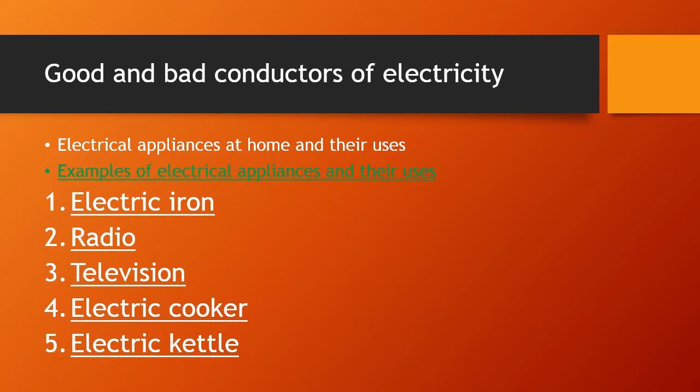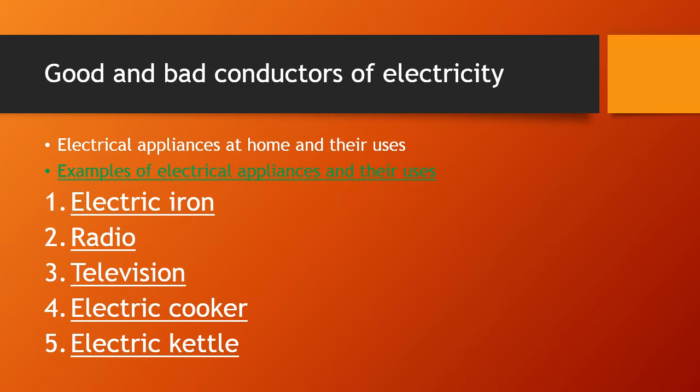Poor conductors of electricity, pupils, are materials that allow little electric current or electricity to pass through them. For example, water is a poor conductor of electricity compared to silver and copper. Bad conductors of electricity, insulators, are materials that do not allow electricity to pass through at all. Example, we have rubber.